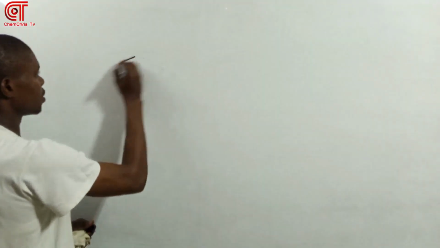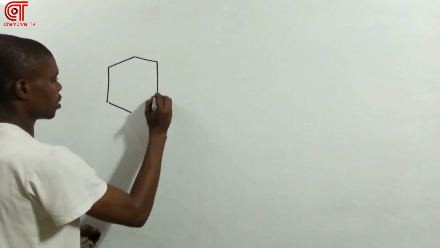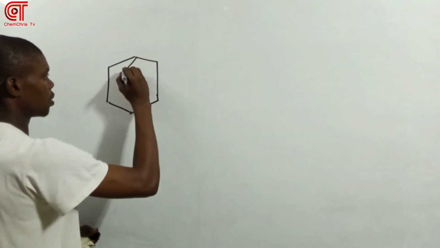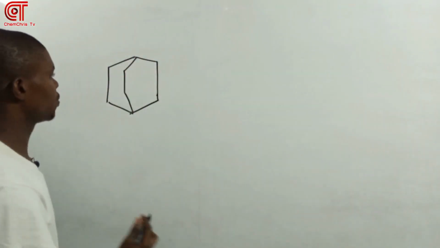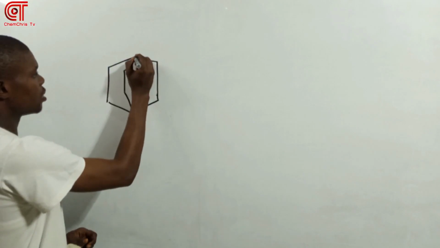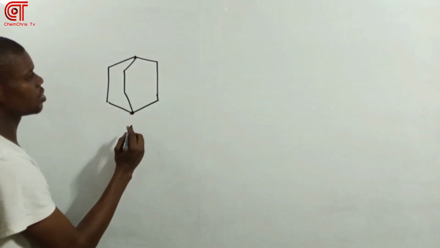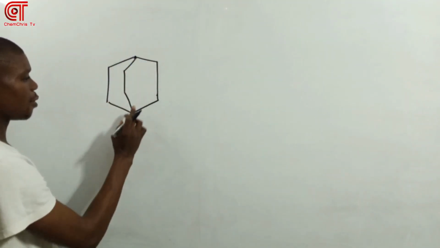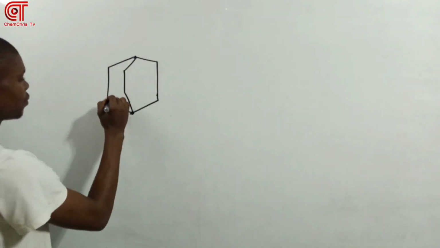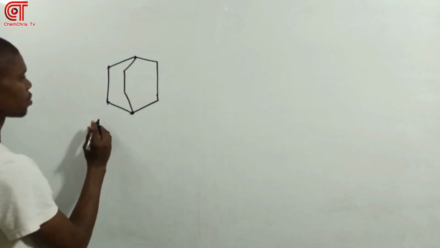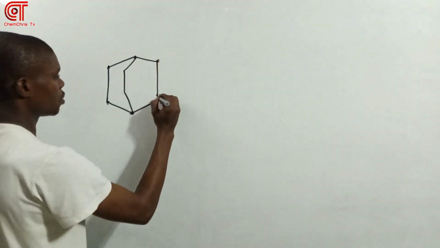Now let's check on that one. Something like this. How do we name this one here? Remember, you must always take note of all the carbon bridges, the points that connect the two rings. If you look at this side, this side has 1, 2. This side has 1, 2.